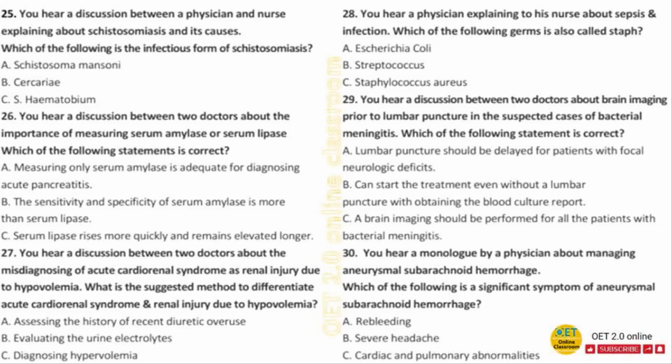Doctor, can you explain to me whether measuring serum amylase or serum lipase is significant for acute pancreatitis? Well, measuring both serum lipase and serum amylase is not necessary. Measuring serum lipase alone is adequate for diagnosing acute pancreatitis, since it is more effective than serum amylase, especially because it rises more quickly and remains elevated longer.